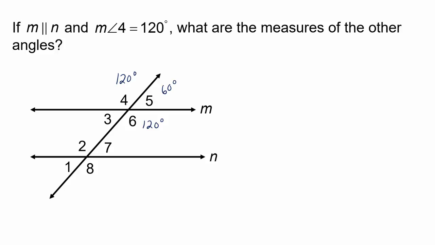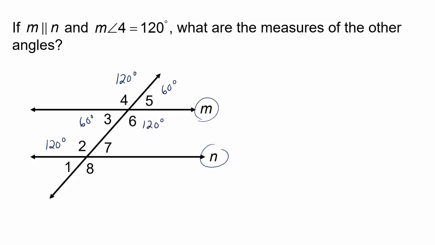Angles 5 and 3 are vertical angles. Therefore, angle 3 must be 60 degrees. Now, since lines M and N are parallel, angle 4 and angle 2 would be considered corresponding angles. And because the lines are parallel, they have equal measure. So angle 4 and angle 2 being corresponding angles, angle 2 must be 120 degrees.